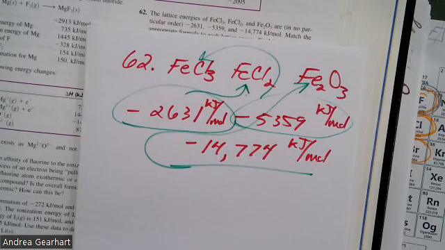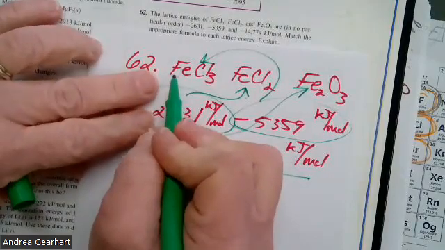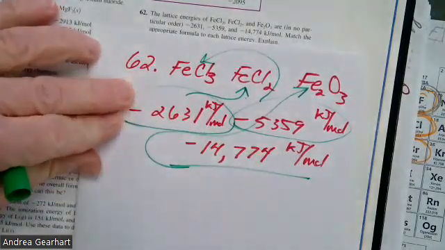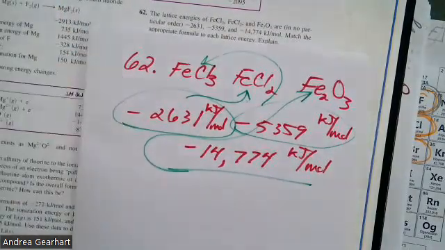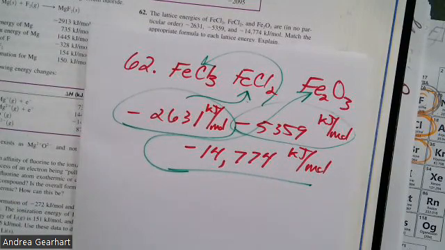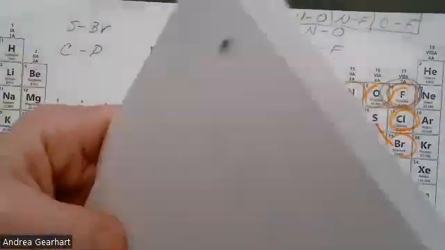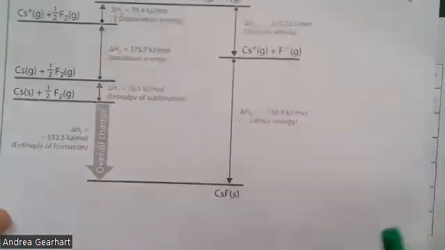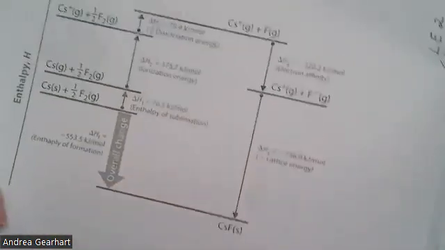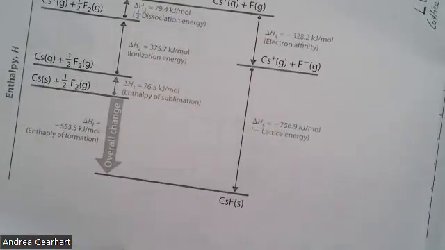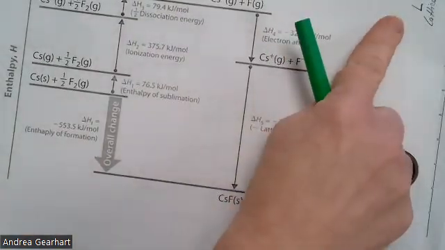Like you're looking at the charge of each part. Yep. What is the charge of iron here? Okay. So if we flip the page, lattice energy 2.